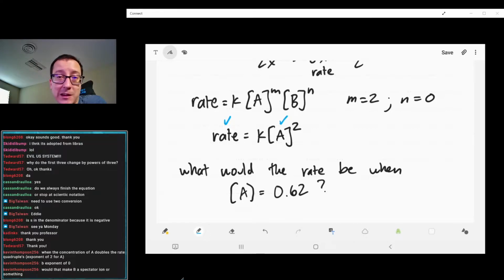It could be a spectator as well. It could just be not really participating. That's another option for sure. But there are other options too. Cool. So since we do know the rate at several given concentrations of A, we could figure out what the rate constant is.